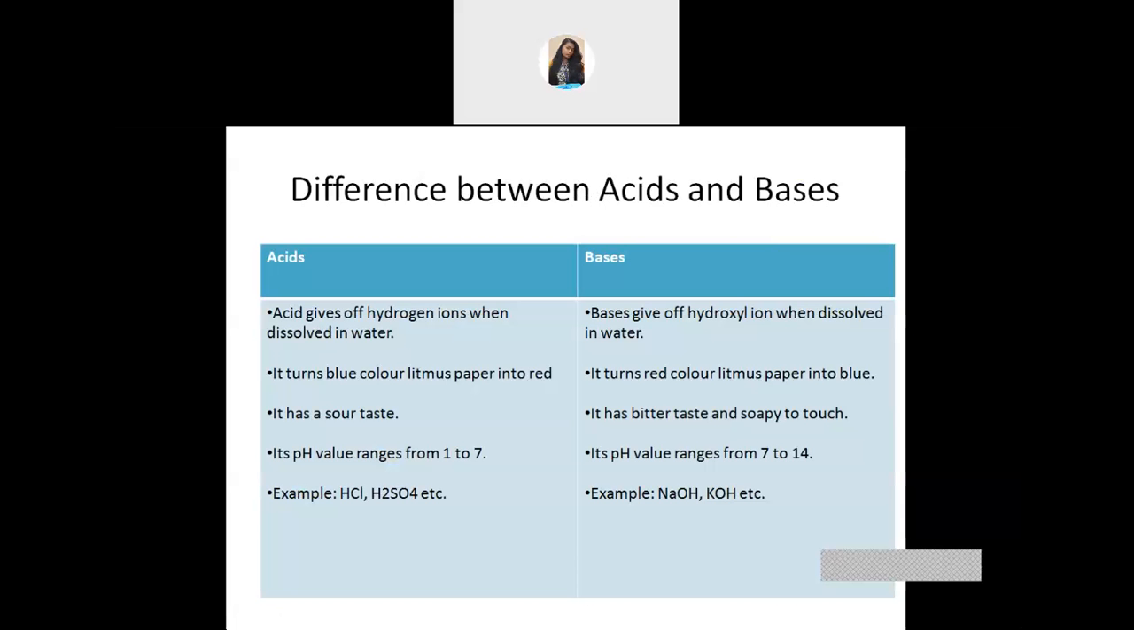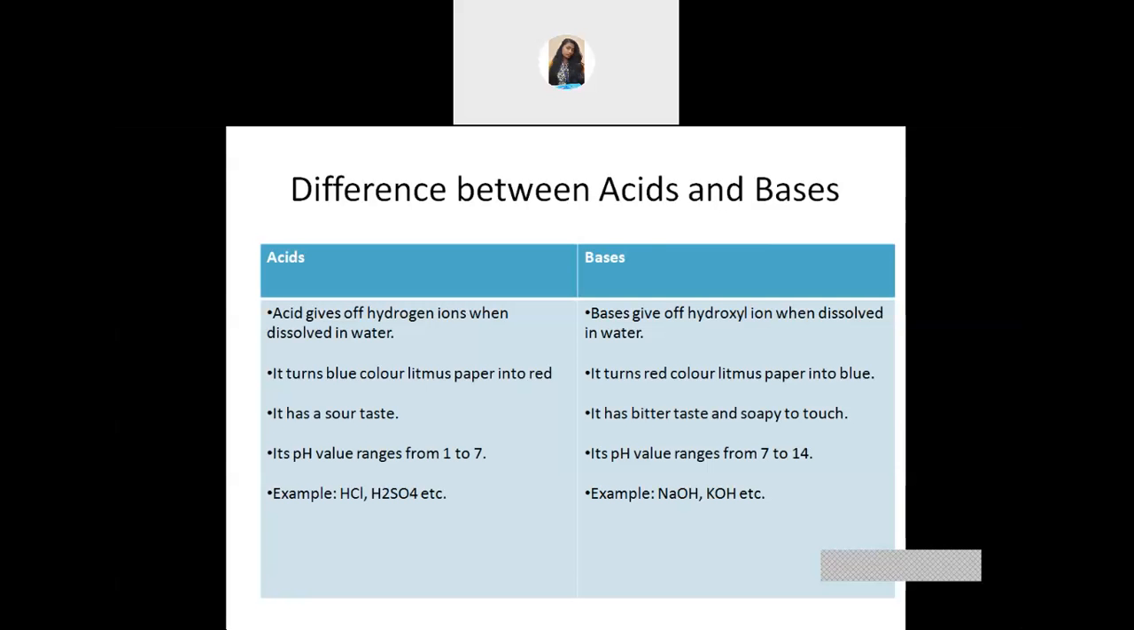So here are some differences between acids and bases. These differences you already found in class 9 and 10. Some easy differences are: acid gives off hydrogen ions when dissolved in water. Next, bases give off hydroxyl ions when dissolved in water. Next, acid turns yellow litmus paper red or pink, and bases turn yellow litmus paper blue.